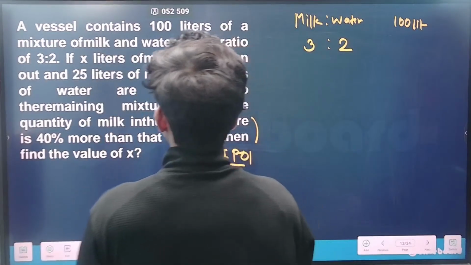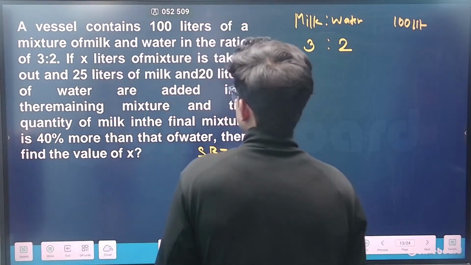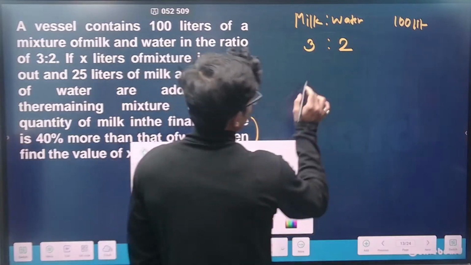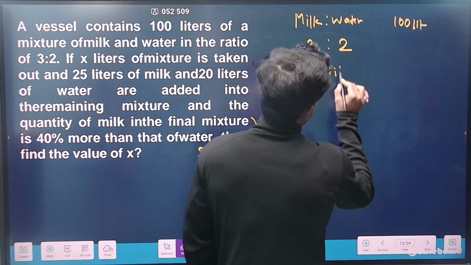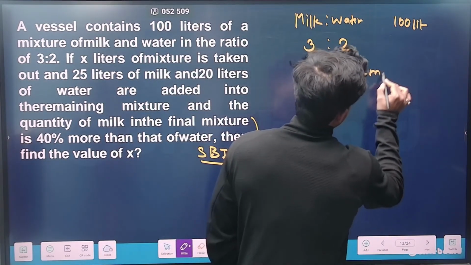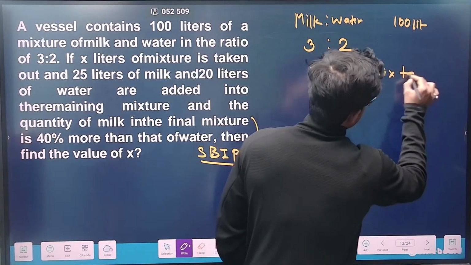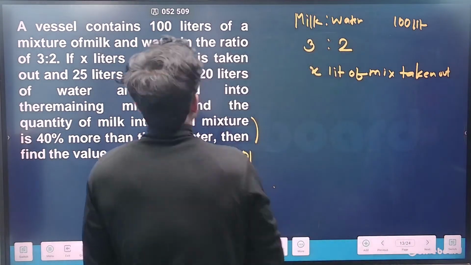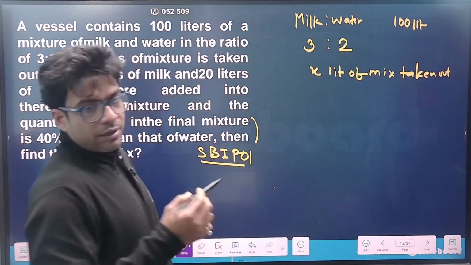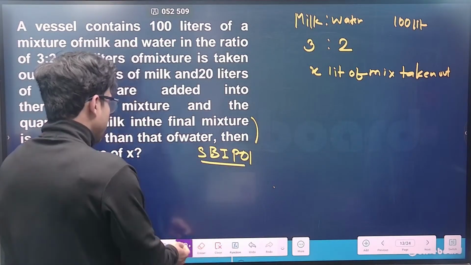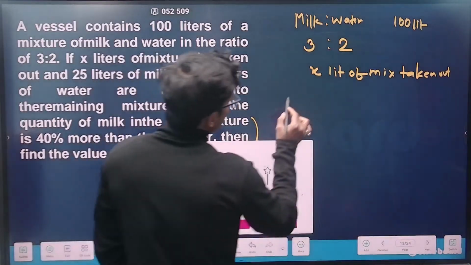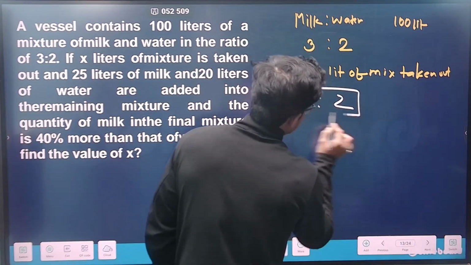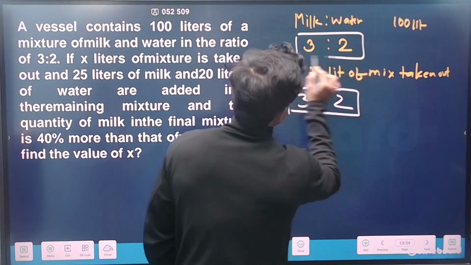Now guys, X liters of the mixture is taken out. You would write X liters of mixture taken out. That is fine. Now again, what I guided you: the ratio becomes the same. Always follow the trick that the ratio remains the same. So the ratio would be 3:2 only, the same as the ratio was earlier.